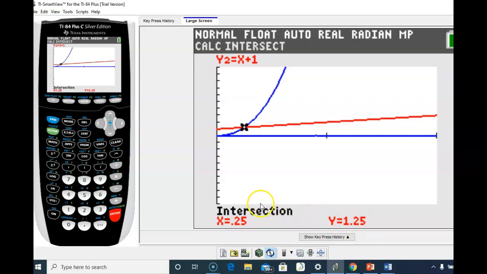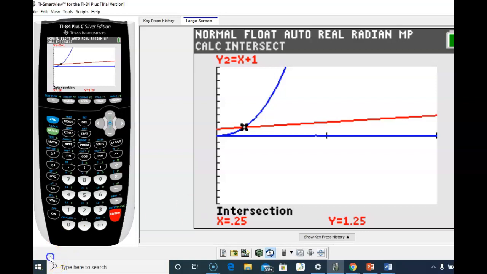Since we're solving the equations, they only have x's in them, so this is going to be our answer here, the 0.25. If you looked at the bigger picture, these two graphs actually intersect 3 different times, but the only one that's between 0 and 2 on that interval is the 0.25, and so that would be our answer for this one.